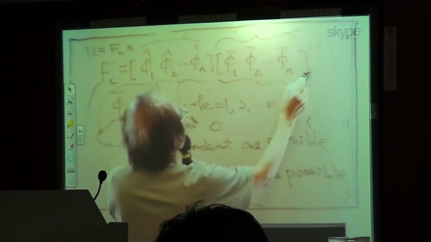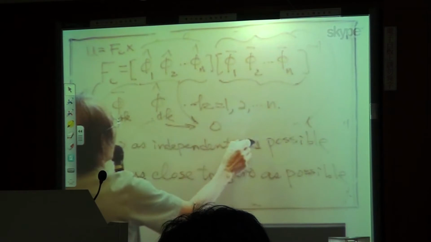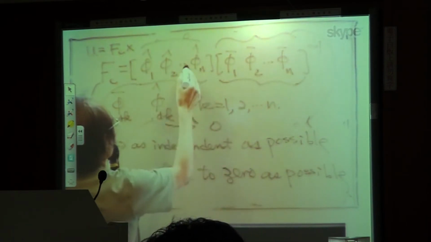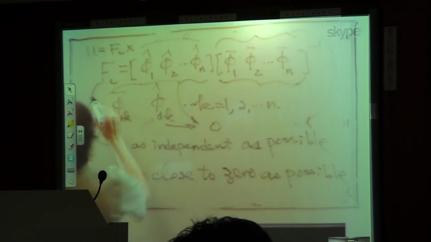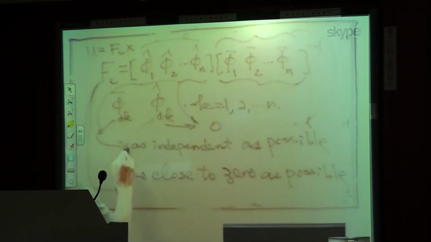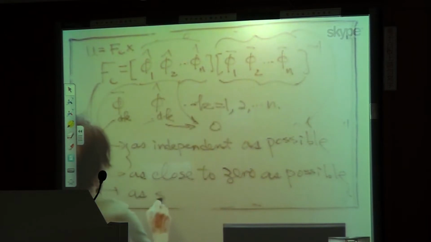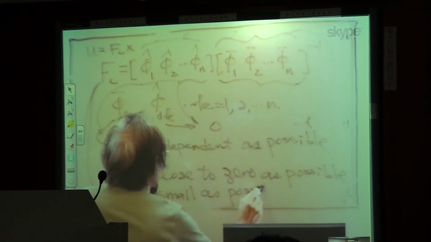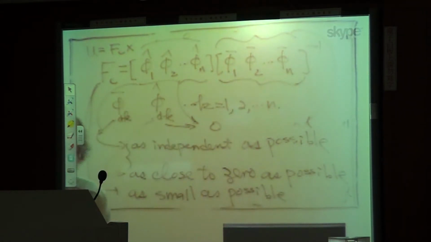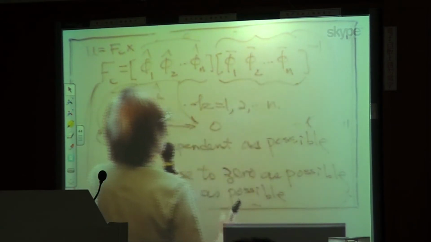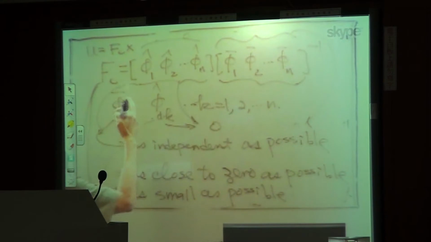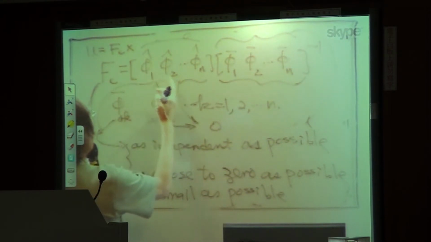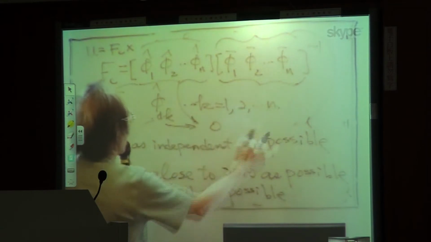I mean, the inverse will be very good because they are as independent as possible, and this will be as close to zero as possible. Then our FC, if we satisfy these two, is as small as possible. For FC to be as small as possible means our closed loop eigenvectors will be as independent as possible, and our V1 hat, V2 hat will be as close to zero as possible.